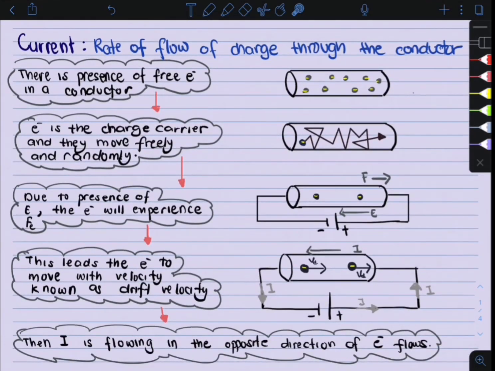Let's say now we apply an electric field to the conductor. You have a power supply where we know in power supply we have positive terminal and negative terminal, dan electric field akan flow daripada positif ke negatif. So at this particular point, due to the presence of electric field, this conductor yang mempunyai elektron di dalamnya akan experience the force. So all these electrons are going to experience electric force.